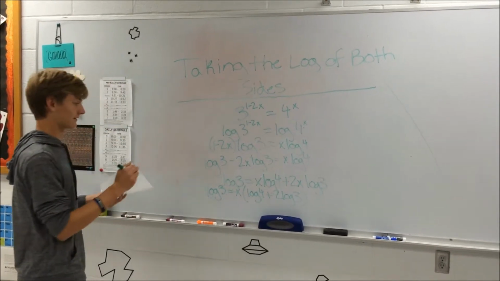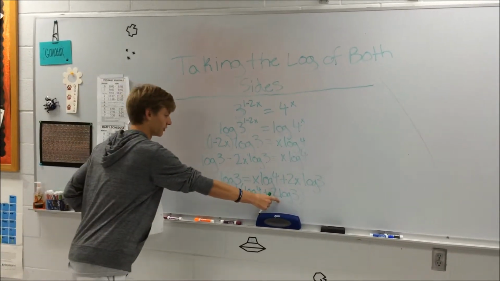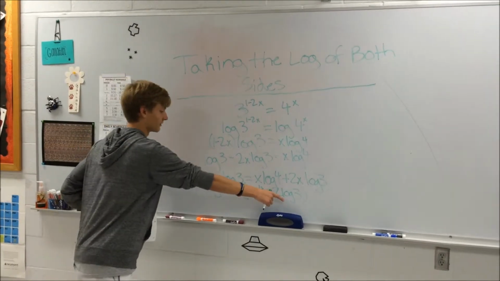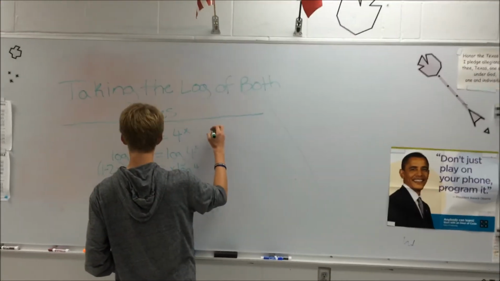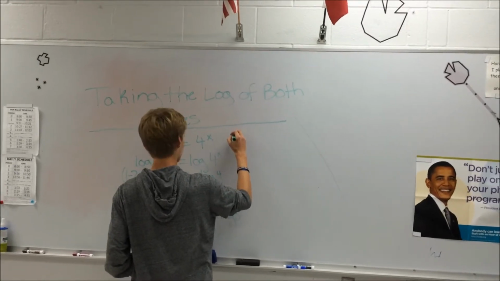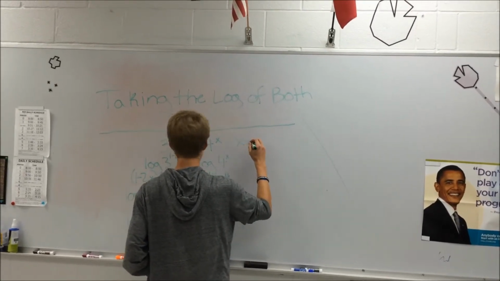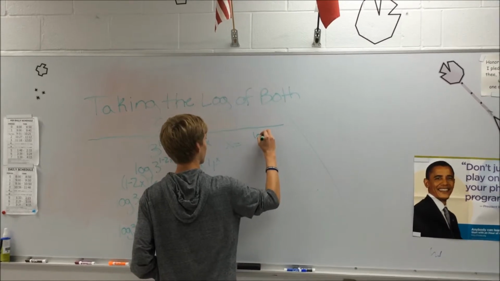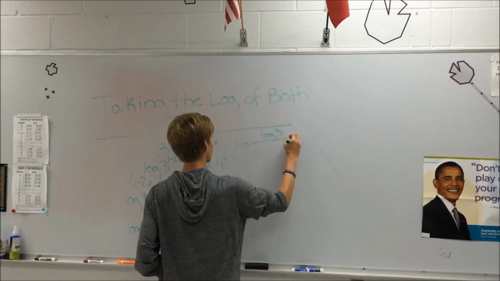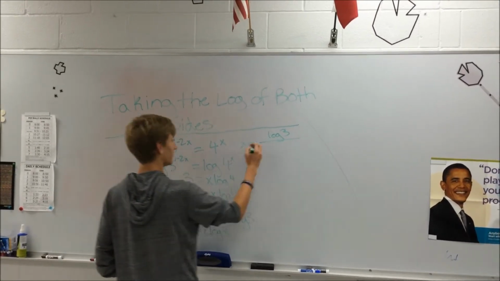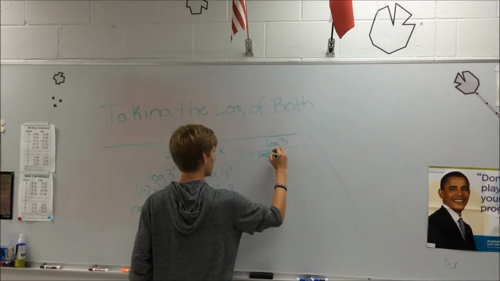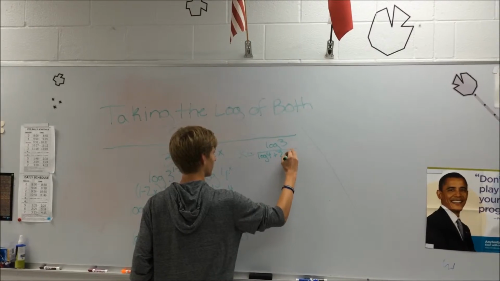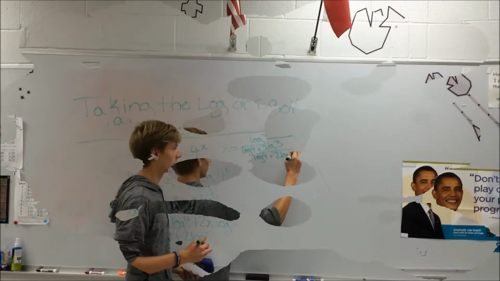So now that we have x multiplied by this whole term, to isolate x, we can just divide by this whole term to the other side. So coming up here, x will equal log 3 divided by this whole term. So log 4 plus 2 log 3.